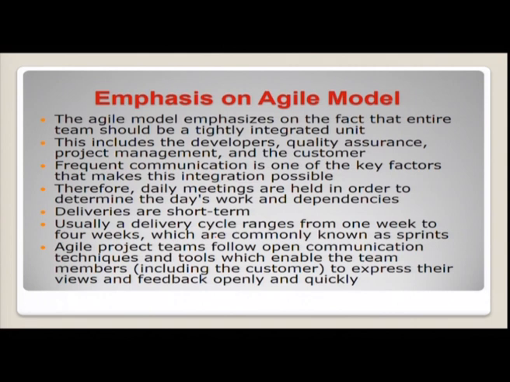Deliveries will be short term, small features, small releases. Usually a delivery cycle ranges from 1 week to 4 weeks. I said from 15 days to 4 weeks, or it can even be a very small cycle of 1 week duration. 1 week to 4 weeks, which are commonly known as sprints when you use the Scrum framework.